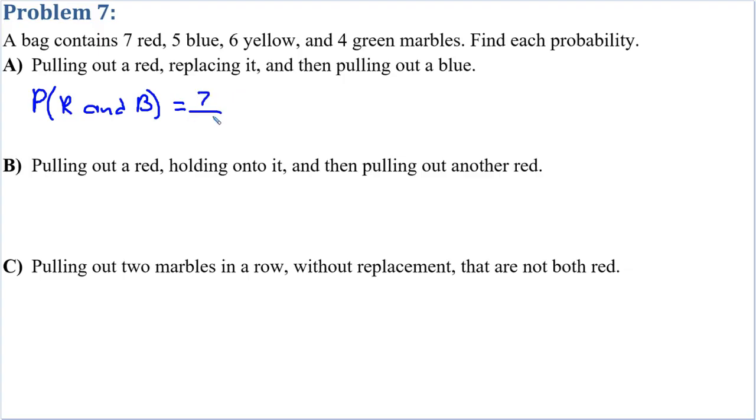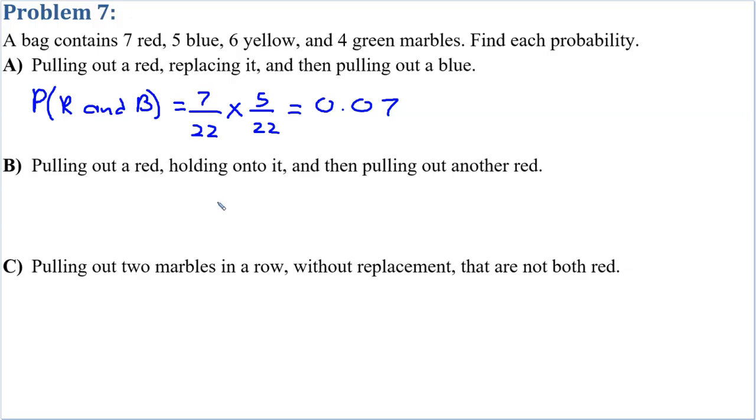So there are 7 reds out of a total of, let's see here, we've got 10, 15, 22 possibilities. All right, times, since we're replacing, probability of getting a blue, there are 5 blues out of the 22 possibilities. All right, we can just multiply those fractions together. 7 divided by 22 times 5 divided by 22. And when I do that, the fraction is going to be pretty ugly, so we'll just write it as a decimal. I can write that as 0.07 for a probability.